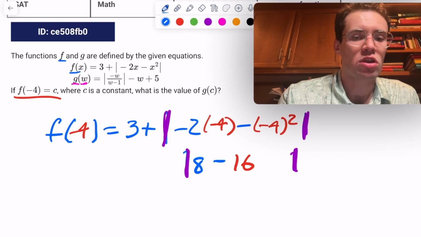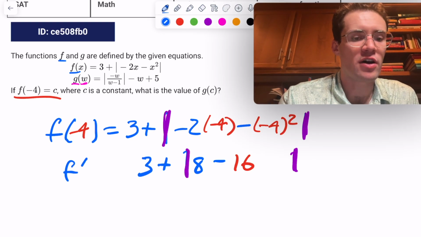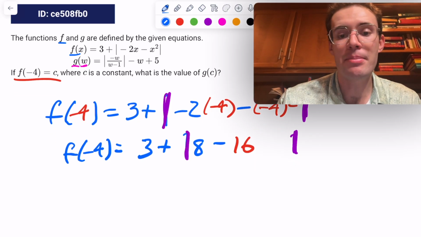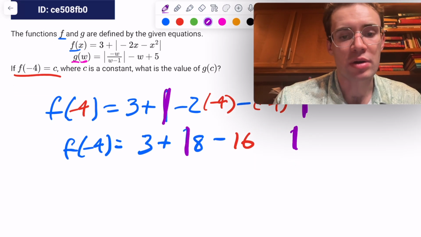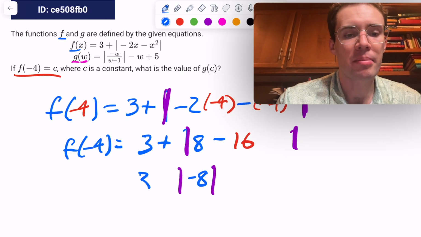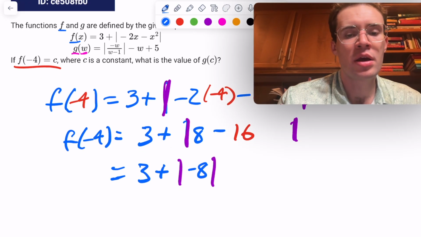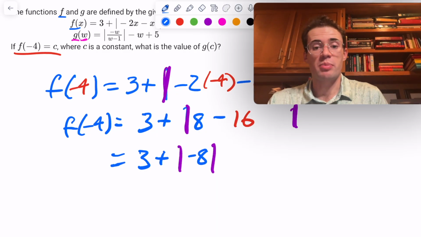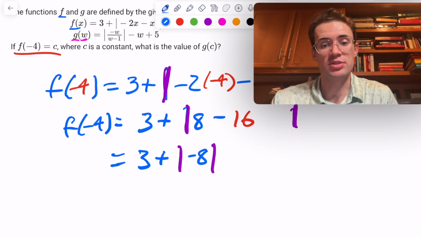And again, we still have this 3 plus that out front. So f of -4 is equal to 3 plus the absolute value of 8 minus 16. 8 minus 16 is -8. So we're getting the absolute value of -8 here, and that's getting combined with 3. You're adding 3 to it. And again, with absolute value, if it's a negative number, it becomes positive. If it's positive, it stays positive. It's the distance from 0.